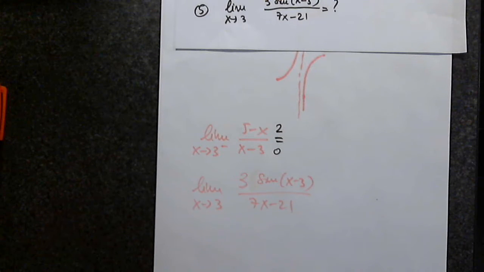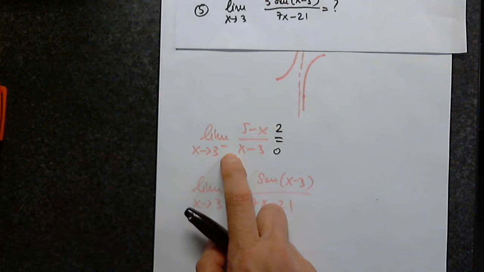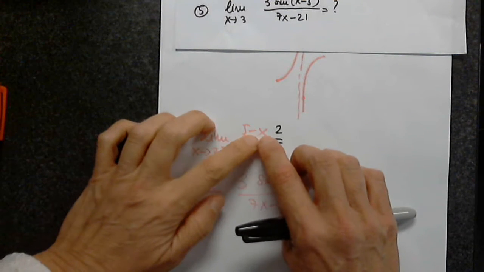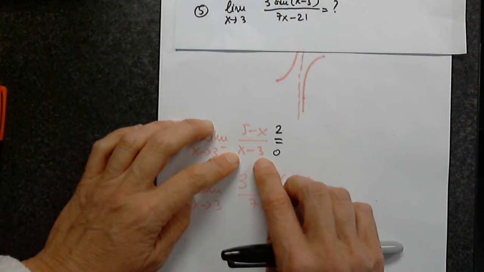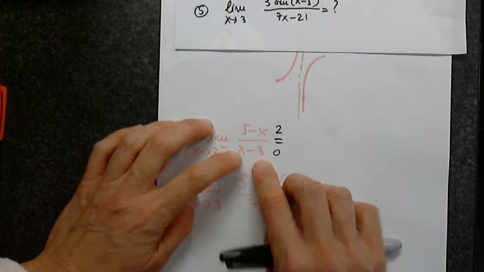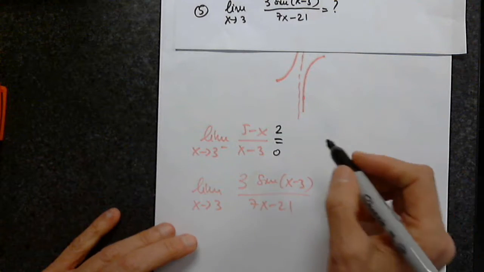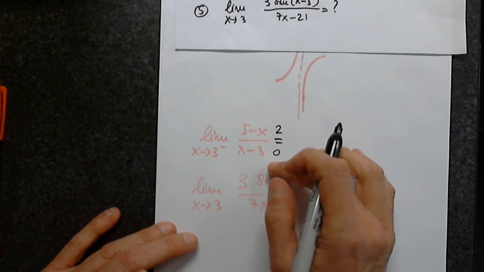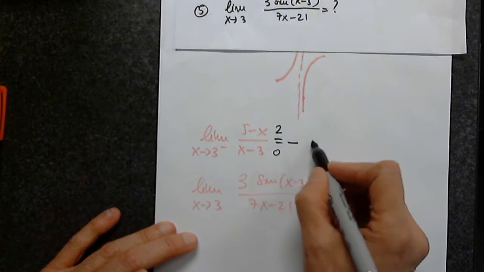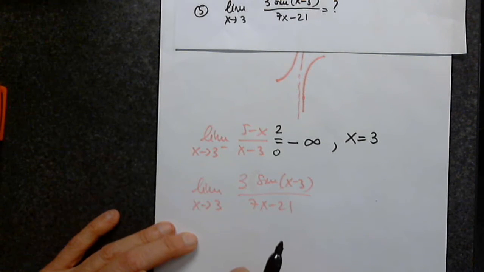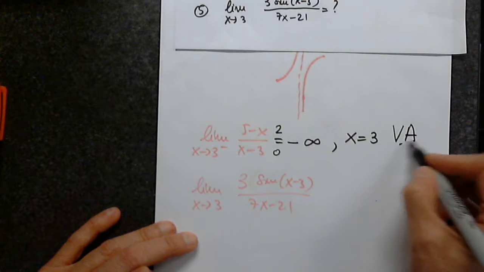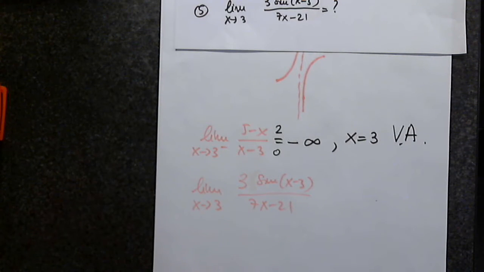Now, knowing that the answer would be an infinity because it's a rational function, I plug in 3 from the left, 2.9. 5 minus 2.9 is still a positive number, but 2.9 minus 3 will be a negative number. So what is the answer? Positive over negative is negative infinity. I will immediately conclude that x equals 3 is a vertical asymptote for this function, yes. Very good.